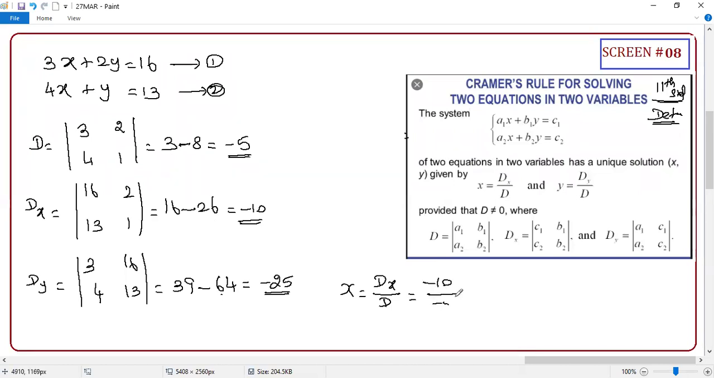Minus 10 by minus 5. What is the answer you will get? 2. And y equal to what? dy by d, which is equal to minus 25 upon minus 5. So the answer is 5.